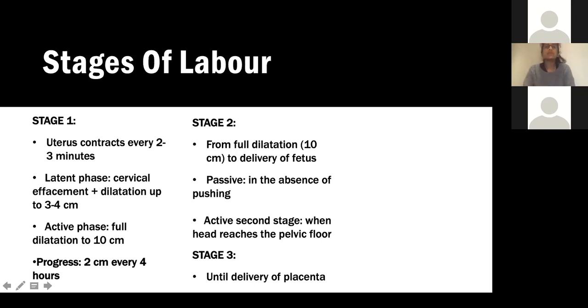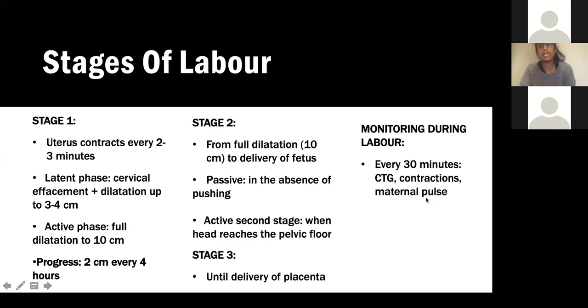So usually women are defined as low risk and high risk. If they are low risk, then they usually just have intermittent auscultation by the midwife and midwife-led care, as opposed to women that are high risk. And these women usually have continuous CTG monitoring.